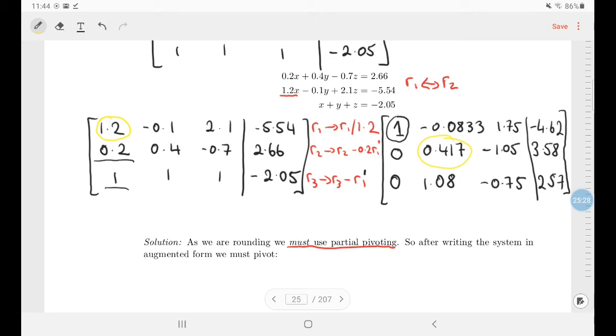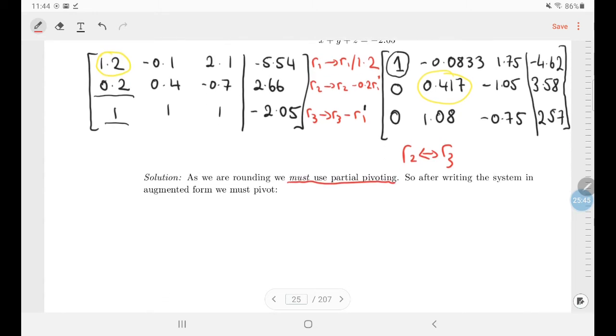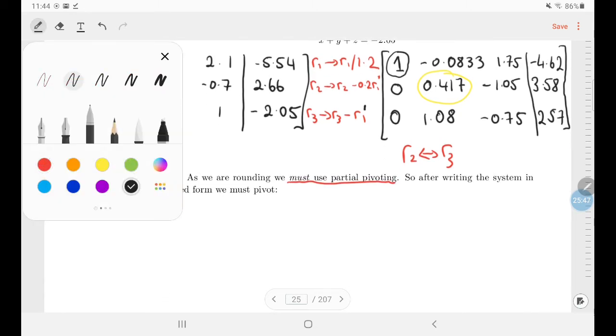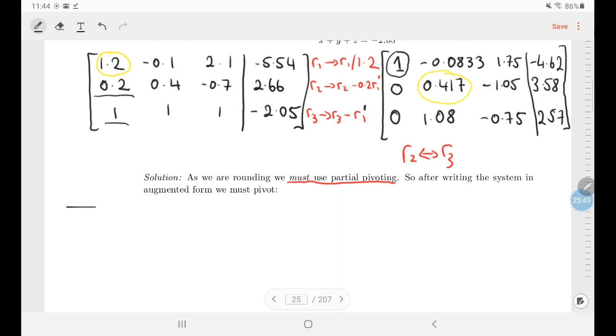The issue here is you want to turn that 0.417 into a 1, but you don't want to divide by a relatively small number. You want to divide by a relatively big number. So we're going to swap row 2 and row 3. If I do that, the first row is sound.